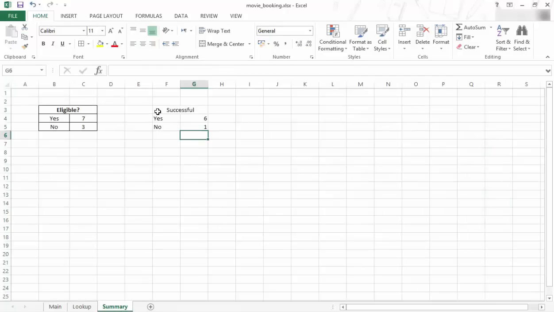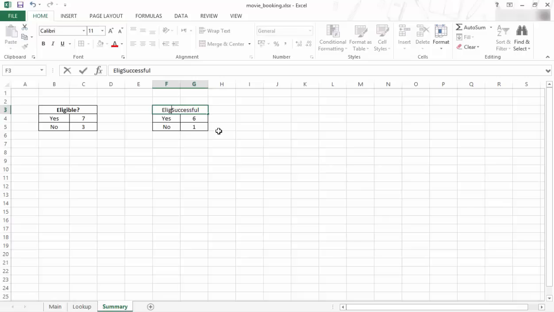So I'll go back to my summary. I just want to make this look neat, and that's what we have over there. So now in terms of my management criteria, we know that there were 6 that were eligible and successful, and there was 1 that was eligible but not successful. I might actually change this to eligible and successful. There we go. So how many were eligible and successful? How many were eligible but not successful? If that makes sense. So that is the management information that I wanted there.